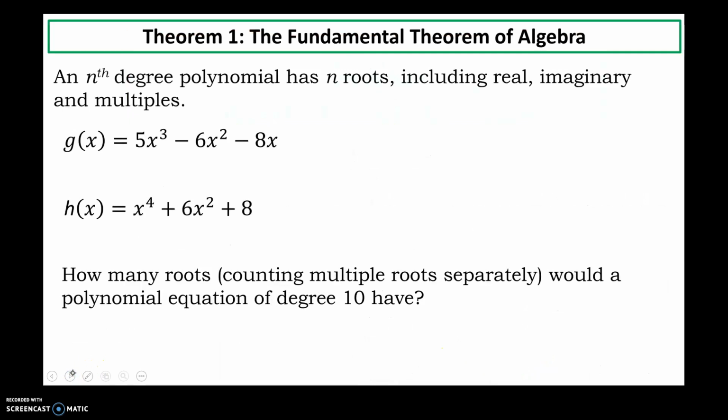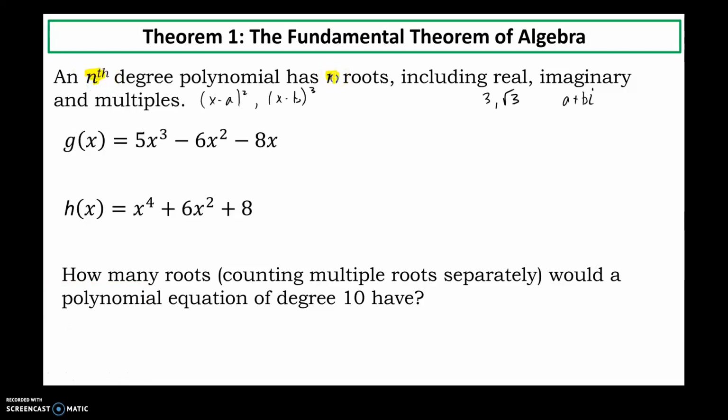Okay, so fundamental theorem of algebra. An nth degree polynomial has n roots, including real, imaginary, and multiples. And so we know real numbers, okay? Real can be rational or irrational. Imaginary has to include i, so that can be in the form a plus bi. And multiples, an example of that is a double root when we see a factor raised to the second power. Or it can be a factor raised to the third power. Okay, so when the exponent on the individual factor is bigger than 1, that's what a multiple root is.